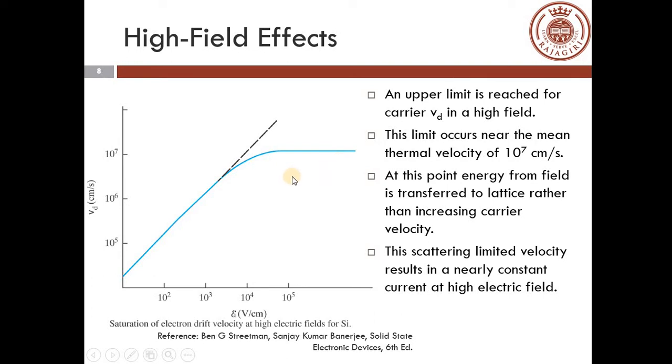So now we have completed our discussion about the effect of temperature and doping on mobility. Also, we discussed high field effect. As the name indicates, at very high electric fields, the drift velocity of charge carriers ceases to increase after a point and it remains constant. So the scattering limited velocity causes a very high current at high electric field. This is called high field effect.